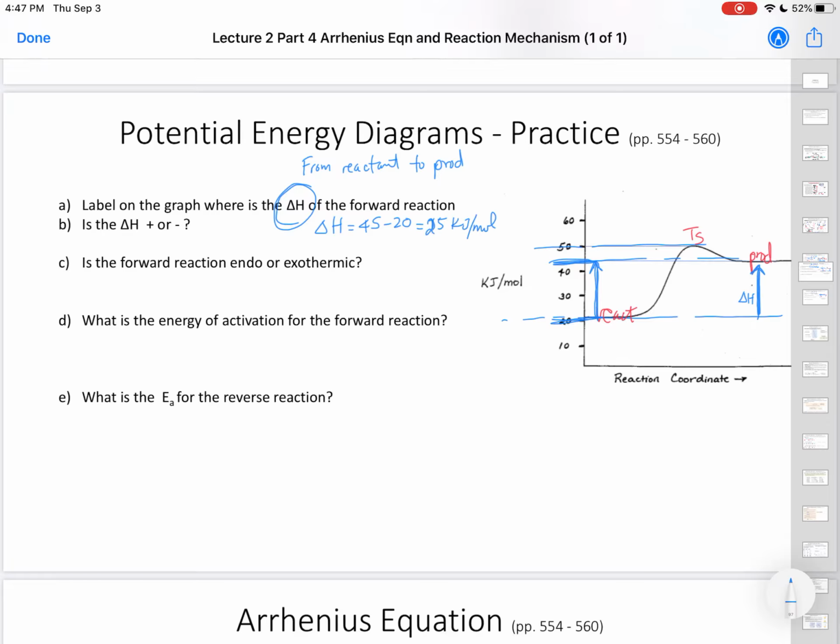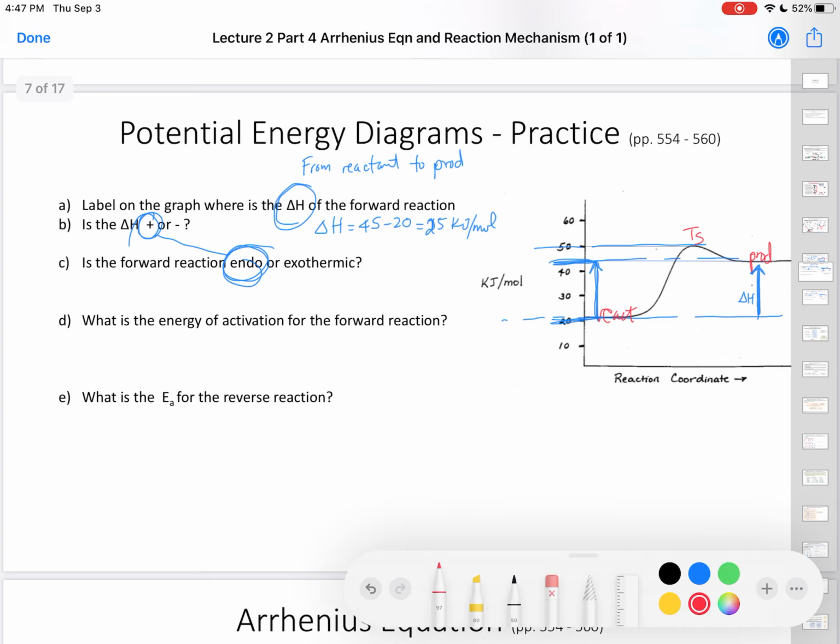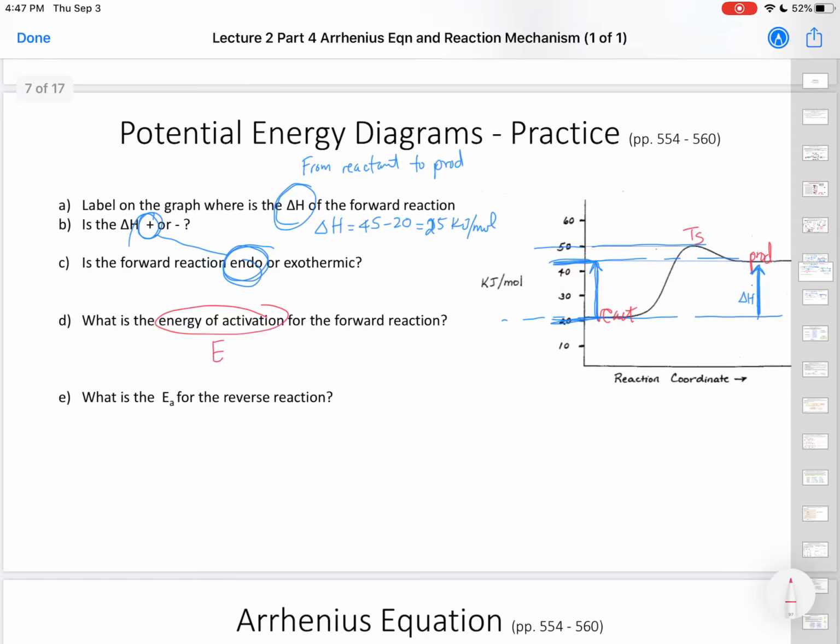Okay, and is it positive or negative? Since the arrow is pointing up, it should be positive. Okay, is it exo or endo? Since it's positive, it should be endo. What is the energy of activation for the forward reaction? And again, remember the energy of activation is E of A. It is always from the reactant to the transition state. So again, we're going from the reactant to the transition state.